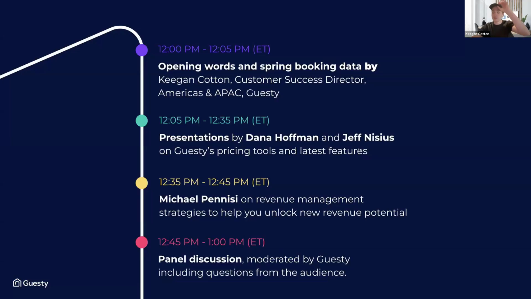All right, so in terms of our agenda for today's presentation, we'll start with a little bit of brief data for me to kind of set the tone of where we're at for spring bookings. Then we'll go through some presentations with Dana and Jeff, going through the Price Optimizer tool, our latest features, what we've been seeing in the market. Then Michael will give us his view on revenue management strategies to help you unlock new revenue potential.